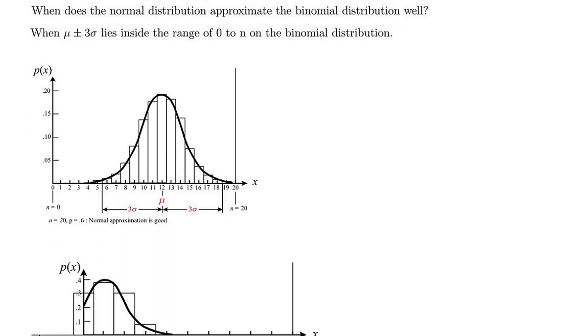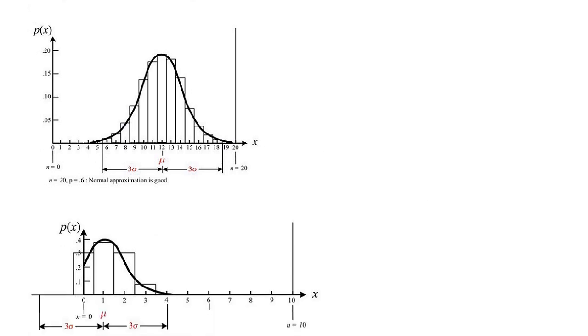Let's look at another example here. So here's mean minus and plus 3 standard deviations, and we notice that this is for n equal 20 and p is 0.6, and we notice that that range of mean plus or minus 3 standard deviations is inside of 0 to n. So we got a very nice approximation by the normal distribution.